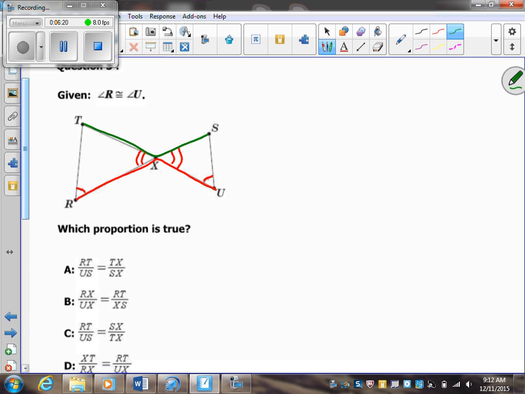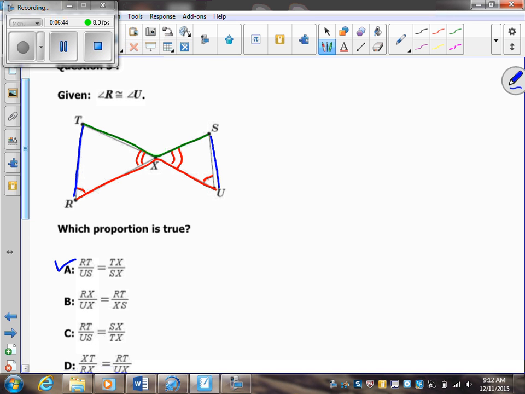So it says RT, TX. So it says first one is RT. So let me use a different color. So it says RT to US is proportional to TX with SX, which is true. So that's the one we pick.